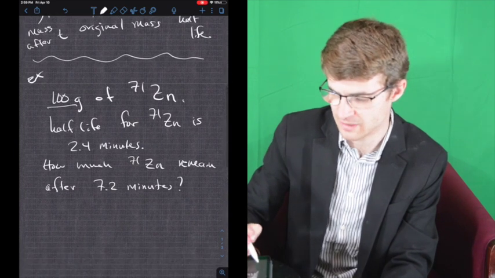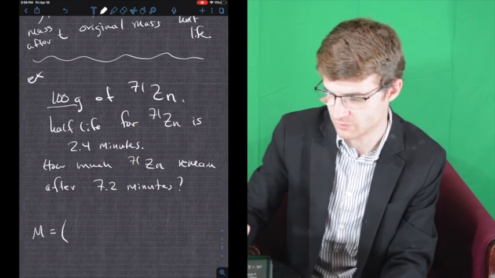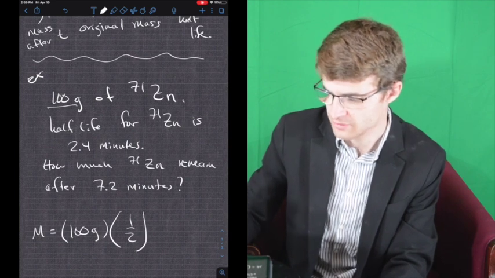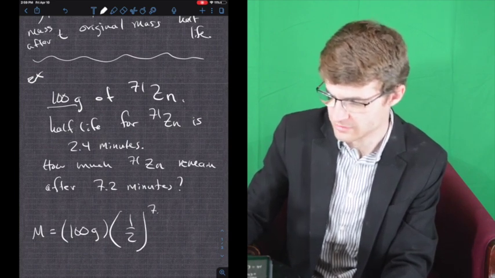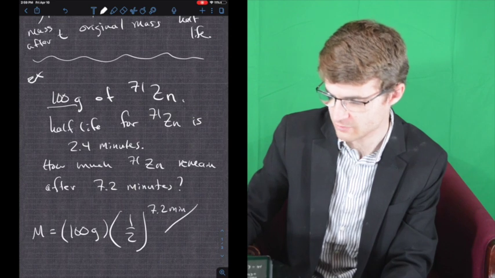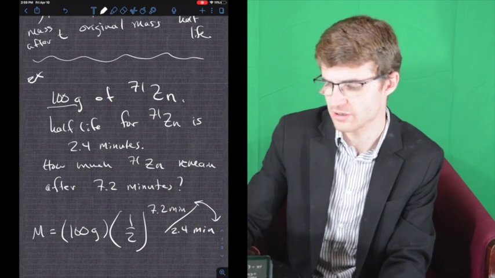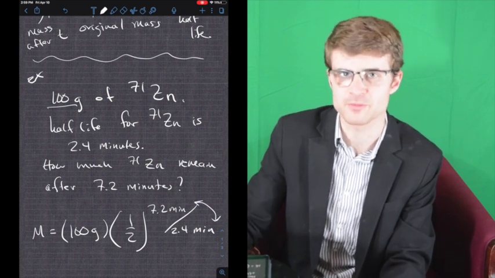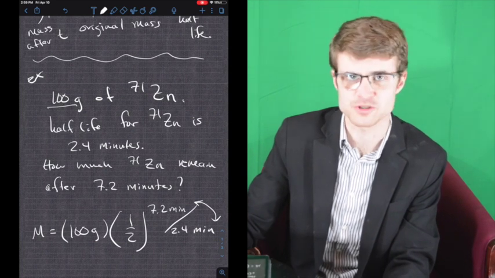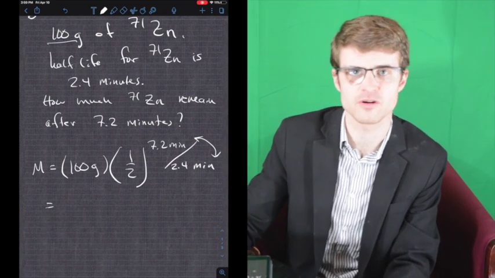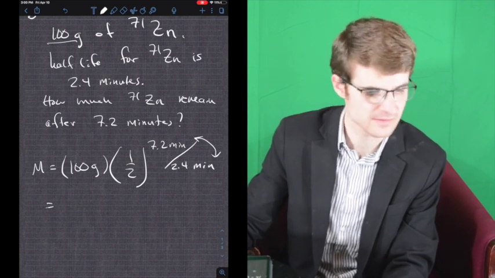So the mass after time t, M, is going to be equal to 100 grams times 1/2 times, we're going to say 7.2 minutes. We're going to divide that by the half-life that they gave me in the problem. That's 2.4 minutes. Notice that in this ratio right here, the units have to be the same. Otherwise, the units won't cancel. So just be advised that that has to be the case. We don't give you problems that would throw you off, but just make sure that's the case.